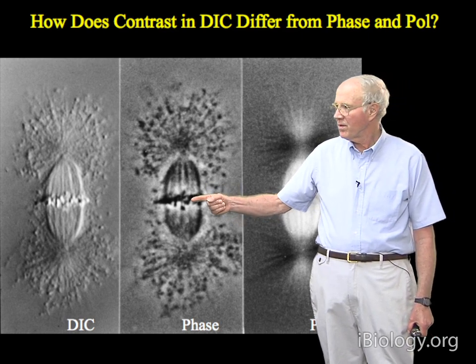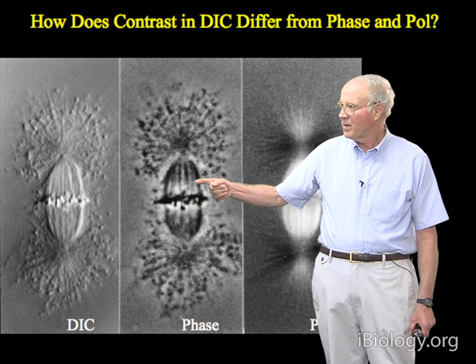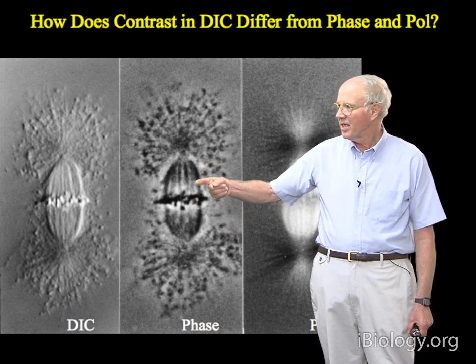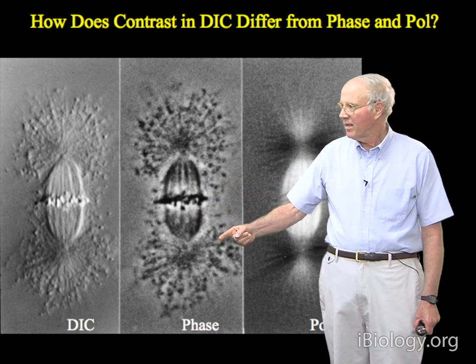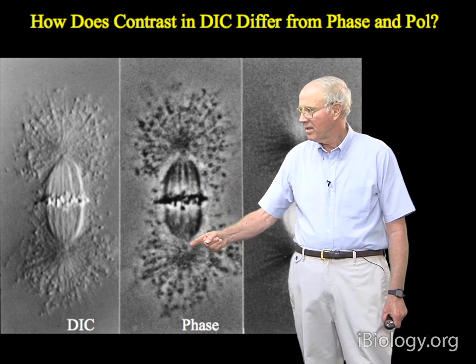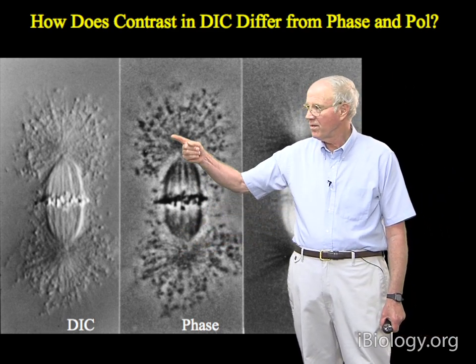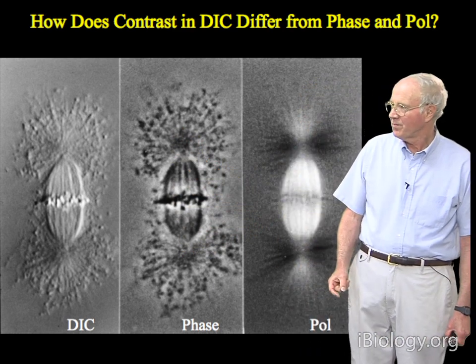And these are the chromosomes at the metaphase plate. These are the spindle fibers here that make up the central spindle. And these are the astral microtubule rays at either side of this metaphase spindle.